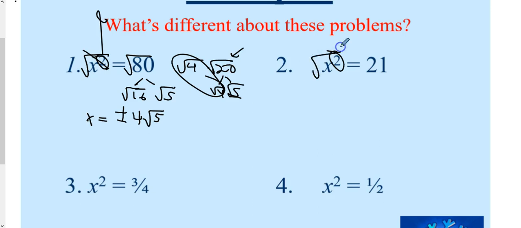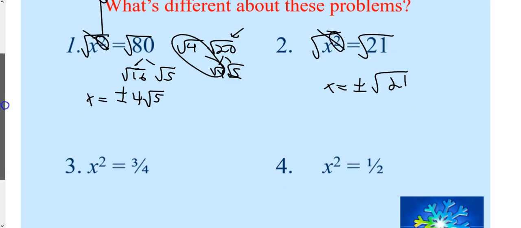So here, we square root. That cancels that, undoes it. We end up with plus or minus the square root of 21. And I'm leaving it there because there is no perfect square less than 21 that goes into it. 16, 9, and 4 do not go into 21. So that's our answer.